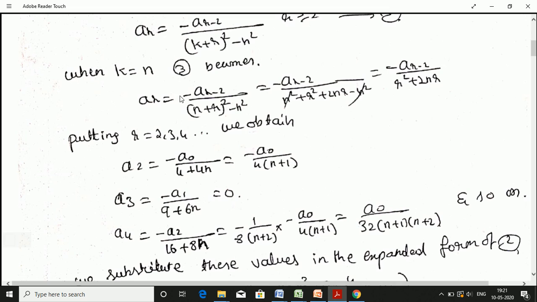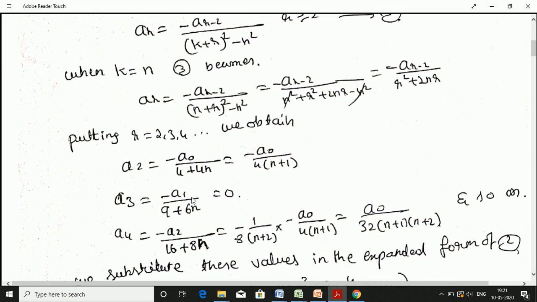We obtain the following. When r is equal to 2, a2 is equal to minus a naught, since 2 minus 2 is 0, divided by 2 square is 4, plus 2 fours are 4n. In this, 4 is common, so a2 is equal to minus a naught divided by 4 into n plus 1. When r is equal to 3, a3 is equal to minus a1, since 3 minus 2 is 1, divided by 3 square is 9 plus 2 threes are 6n.